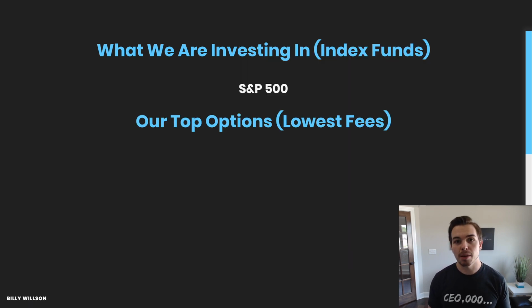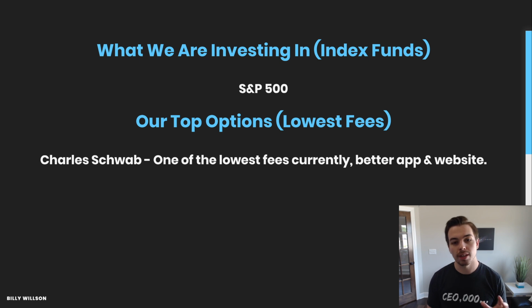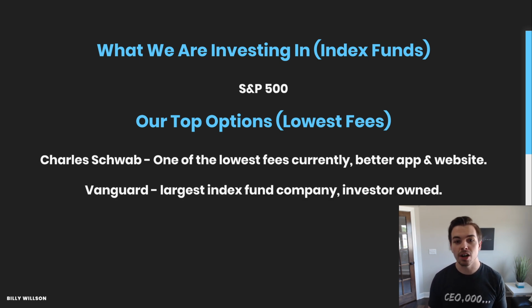So here are our top options as far as where to invest in the S&P 500, and these are the ones with the lowest fees. First, Charles Schwab, which has one of the lowest fees currently and has a better app and website than a lot of the others. The second option is Vanguard, and they are the largest index fund company and also investor owned, so that's another benefit. Today, I'm just gonna be focusing on Charles Schwab simply because it has a better app and website, so it's gonna be simple for you guys to follow, and it has barely lower fees than Vanguard. But really, either one of these options is great, and either way you go will be totally cool.